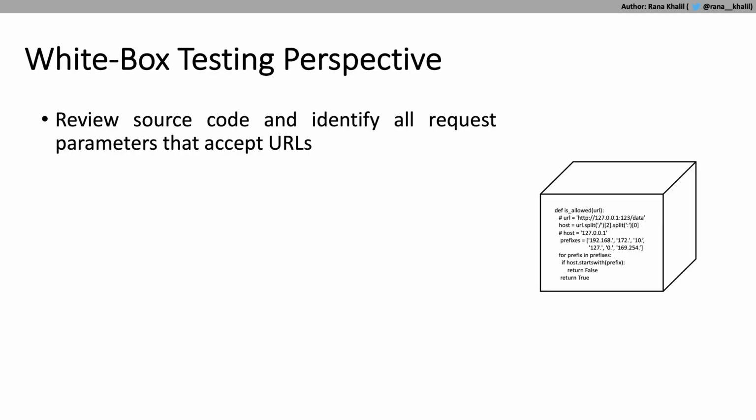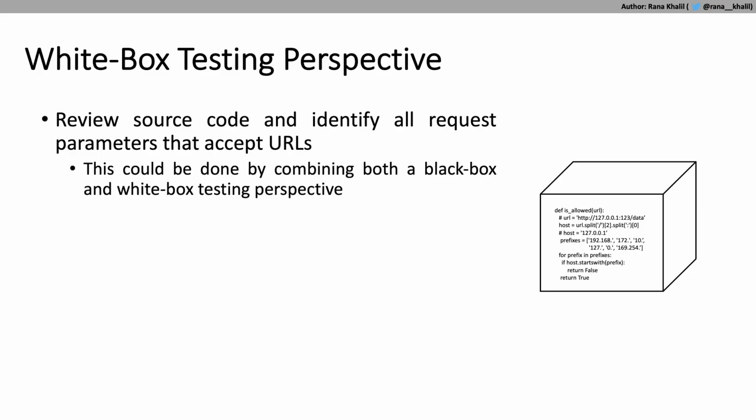Alright, let's move on to the white box testing perspective. So that's where you're given the source code of the application. The first thing that you need to do is review the source code and identify all request parameters that accept URLs. Like I said in the past couple of slides, this could be done by combining both a black box and a white box testing perspective.